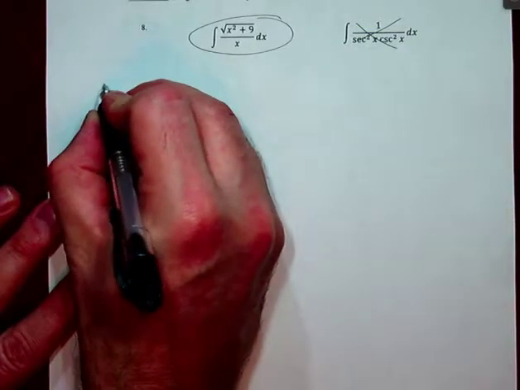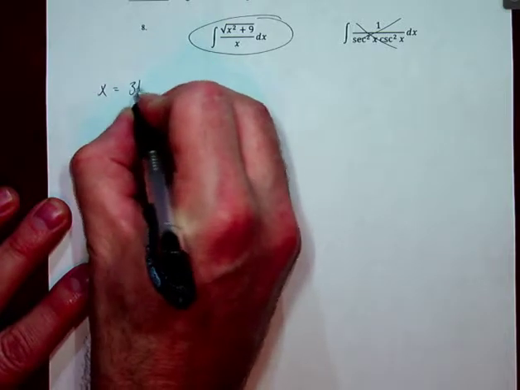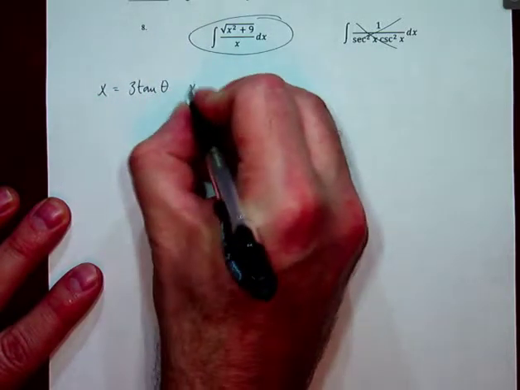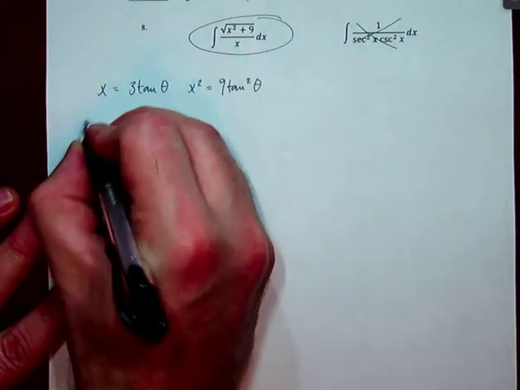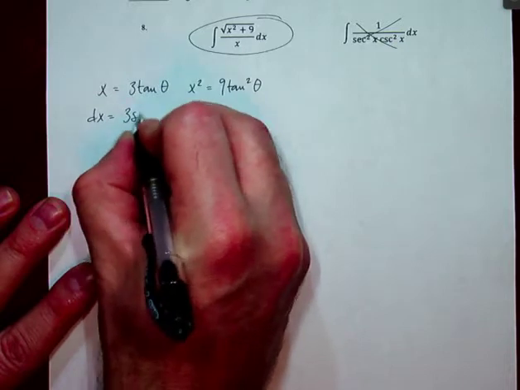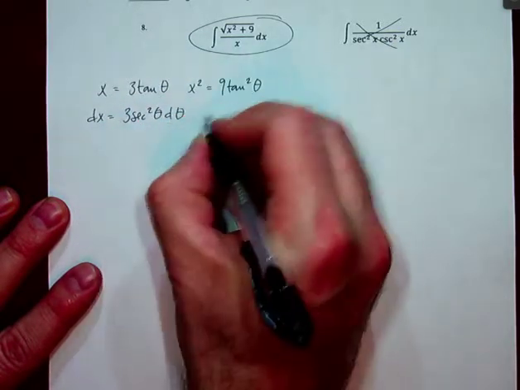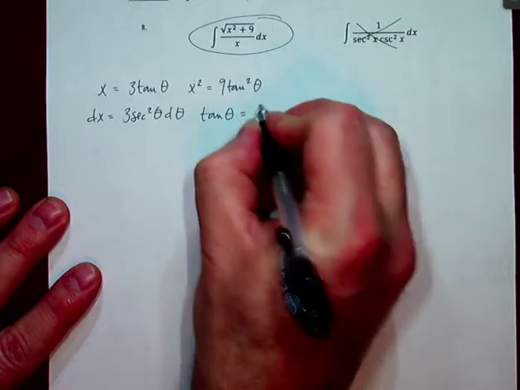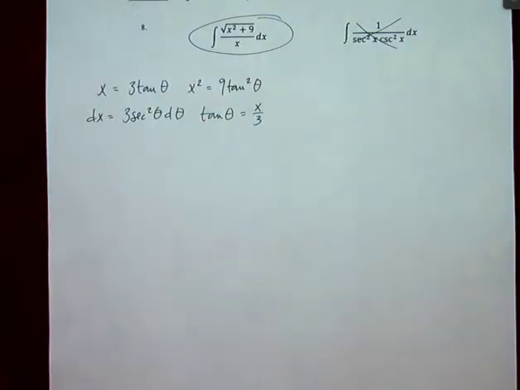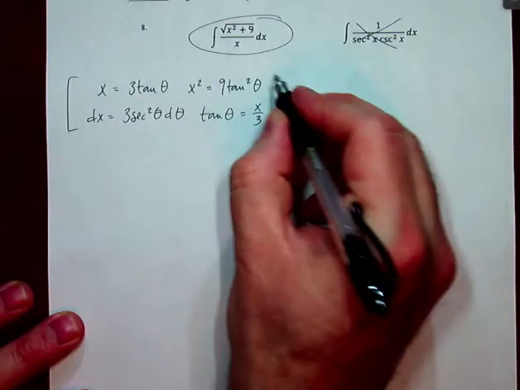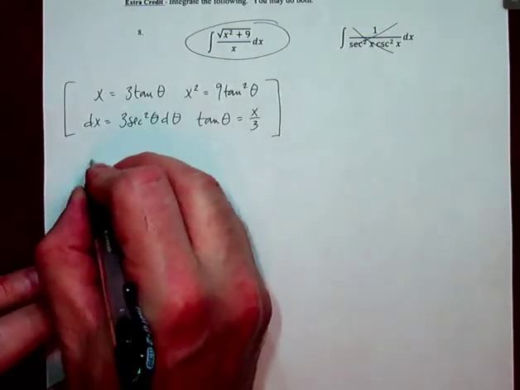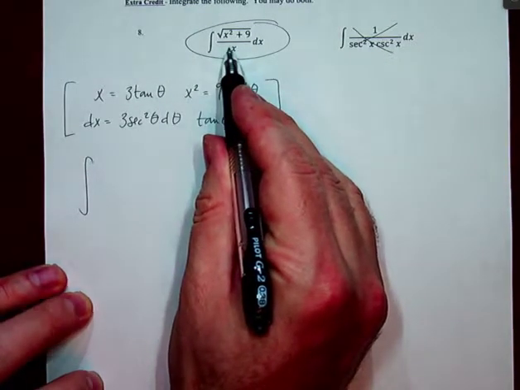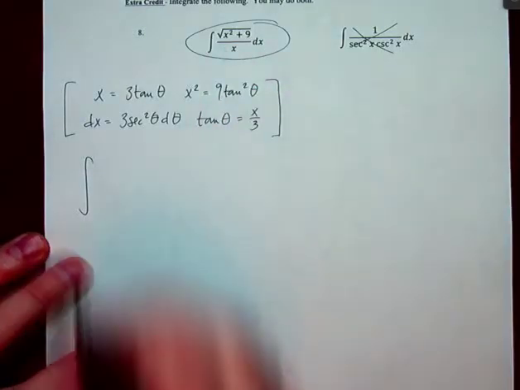Okay, so obviously we want x equal to 3 tangent theta, because that means x squared is equal to 9 tangent squared theta. We know that dx is equal to 3 secant squared theta d theta, and just for the future, we're going to go ahead and stipulate that tangent theta is equal to x over 3. Now, that is all the stuff that I'm going to use for substitution and for constructing my triangle a little bit later.